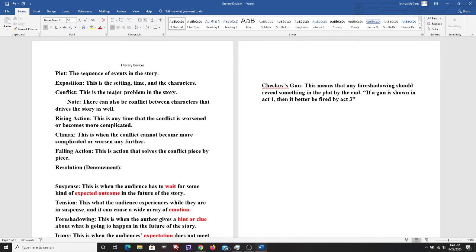There's usually several falling actions, and usually they're related to the rising action. The resolution, this is when the conflict is completely resolved.